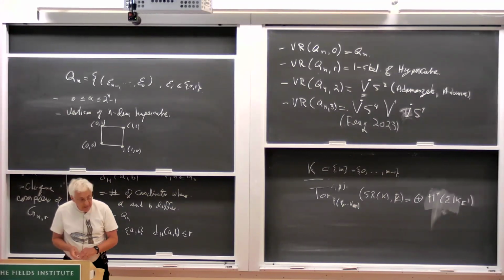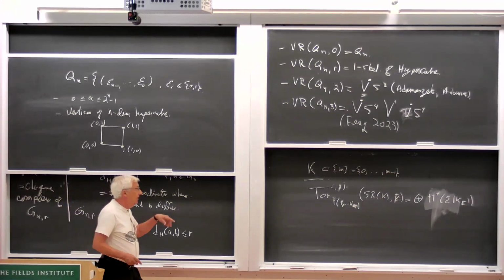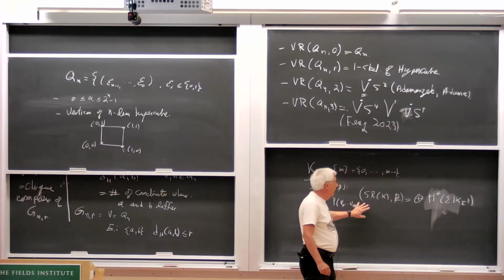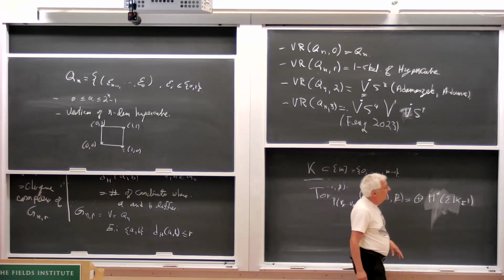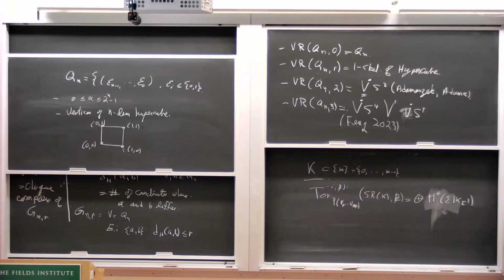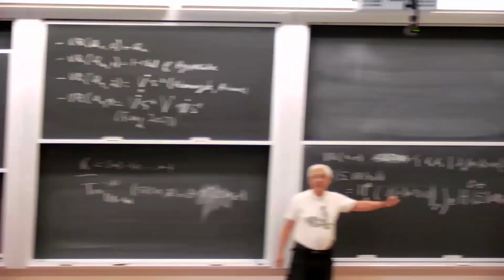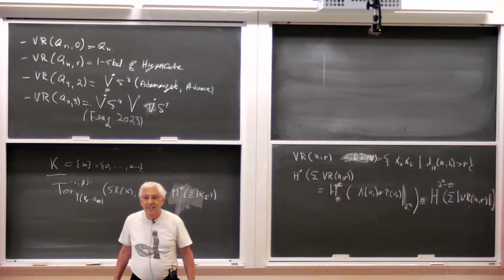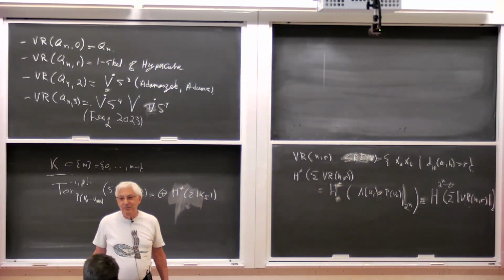Okay. Let's give an example. Oh, by the way, one of the advantages of this approach is that we're allowed to use the multiplicative structure in Tor to get cycles in here. And I'd like to illustrate that with a very simple example. Question?